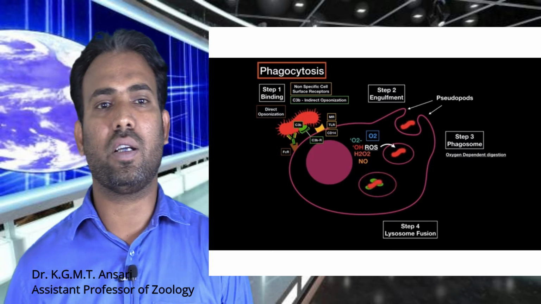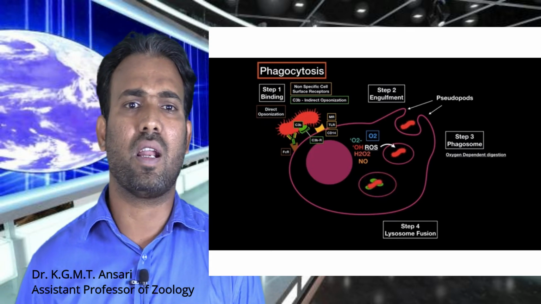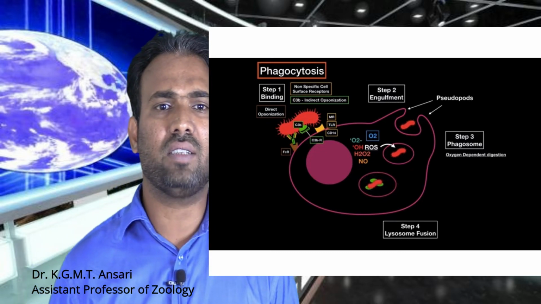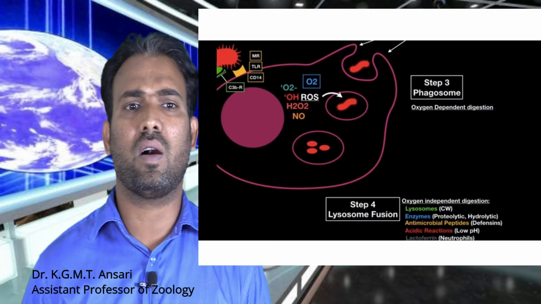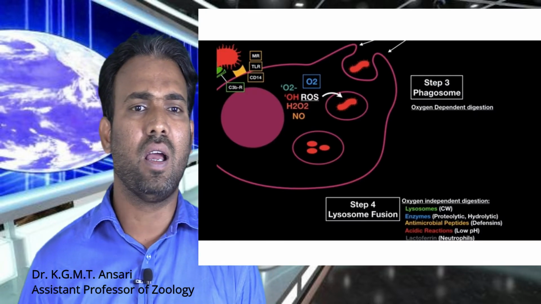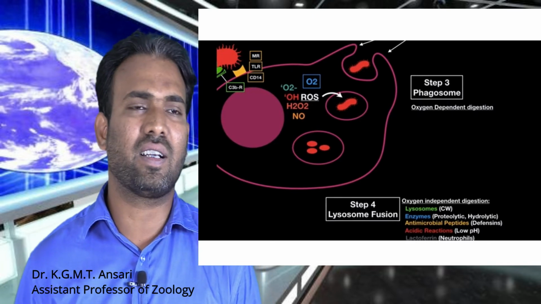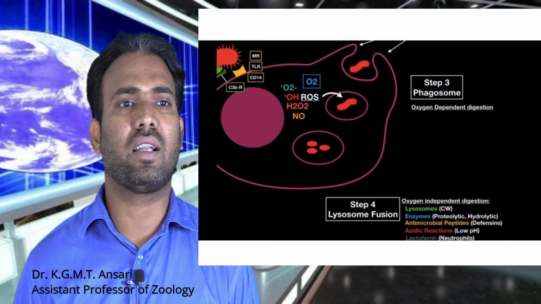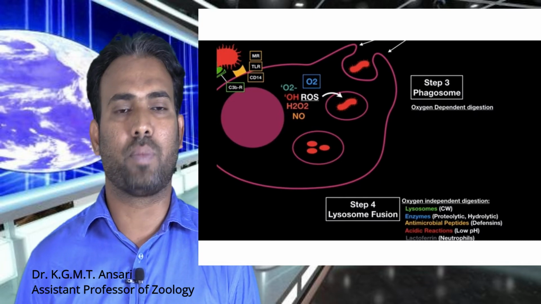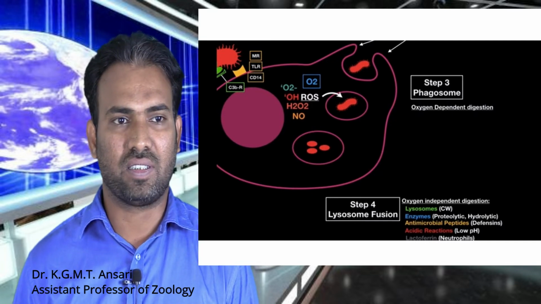body. If that foreign body is different, it may be lysosome fusion, or enzymes like proteolytic and hydrolytic enzymes, or antimicrobial peptides, or acidic reactions, or lactoferrin concentration will be increased, then the residues will be kept in that cell wall. Once the residues are prepared in this step 4, step 5 will be antigen presentation.